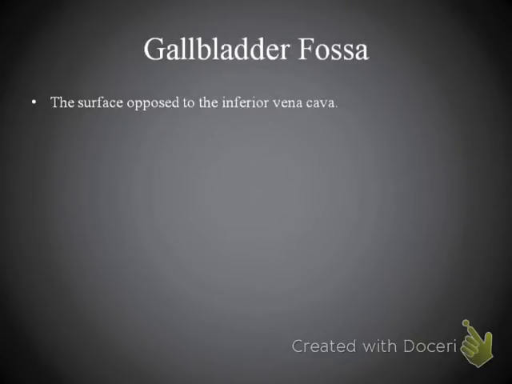On the liver, we have a gallbladder fossa, as we all well know, and it is the surface opposed to the inferior vena cava. It is directly opposed to the inferior vena cava, and it is where the gallbladder actually sits, providing an area for the gallbladder to sit in and allow it to function properly.